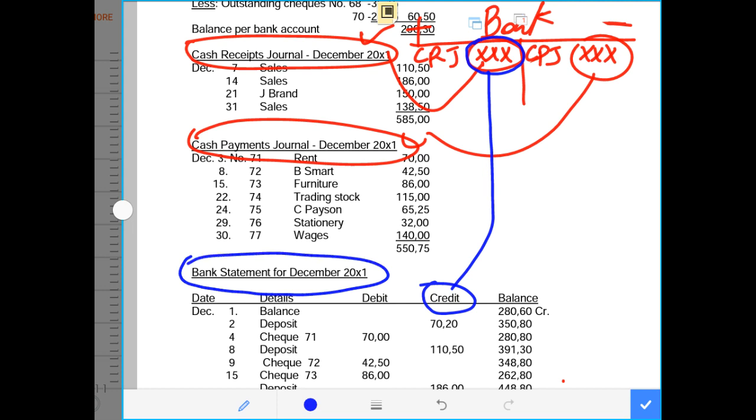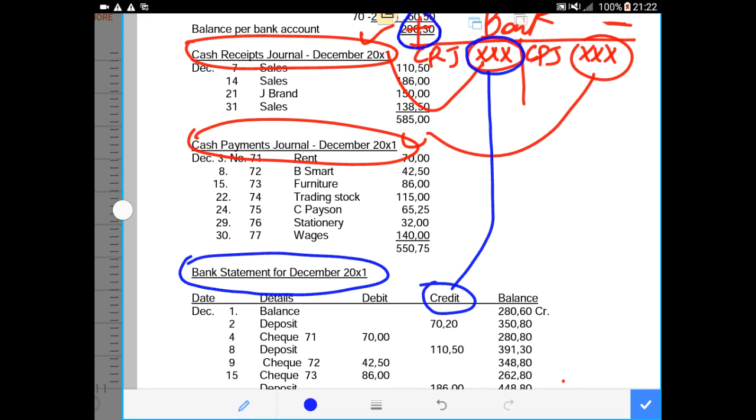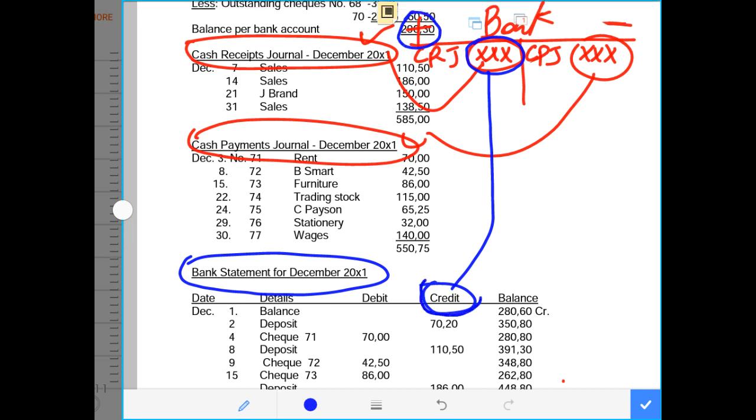And the question is, why is an increase in our cash book, which is our bank account on the debit side, recorded on the credit side of the bank statement? It is because money that we receive and give to our bank, the bank that we bank with, remember, is not their money, it is our money. So now we give them our money to keep and save for us in a very secured environment.